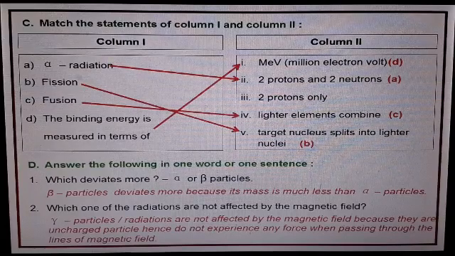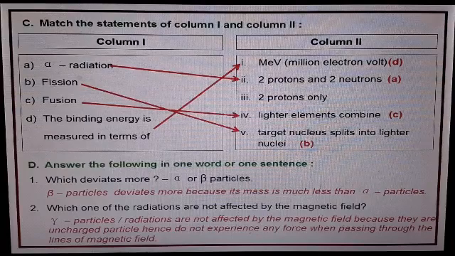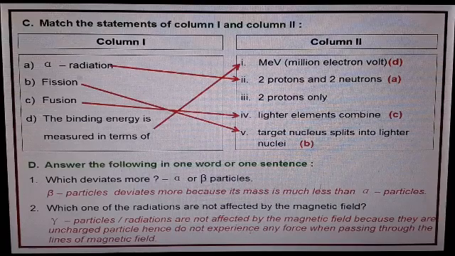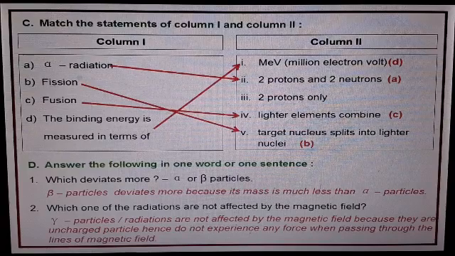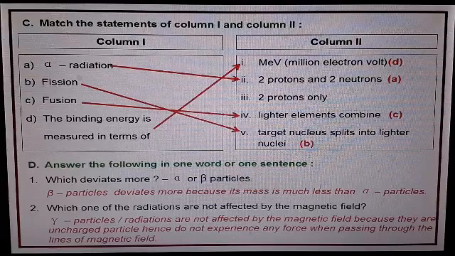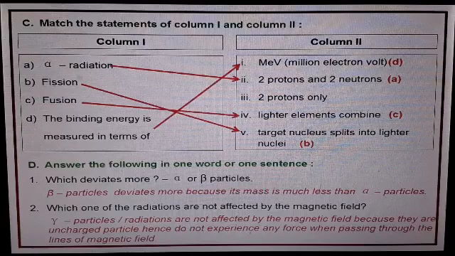Now see, in this question, I have given the reason also. But according to your marking system, this type of question is only 1 mark. And which one of the radiations is not affected by magnetic field? You will write only gamma radiation is not affected by the magnetic field. But if the same question is given under the 2 marks category, then you have to give this explanation.